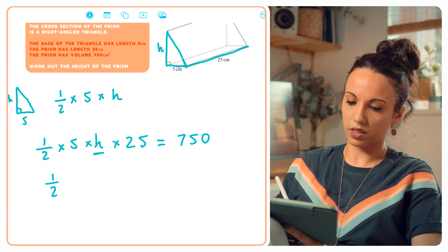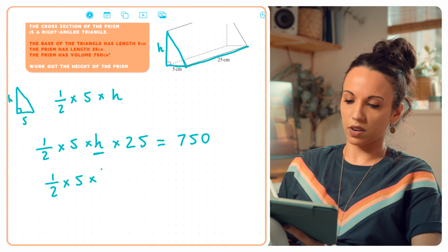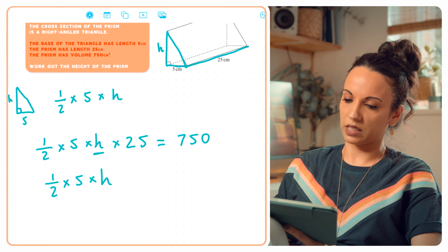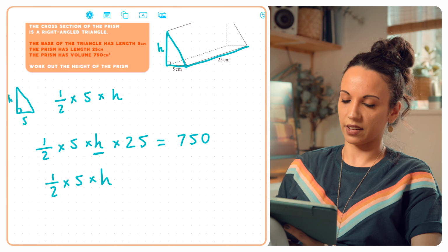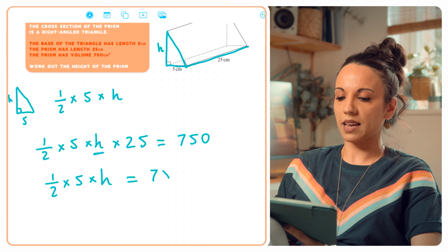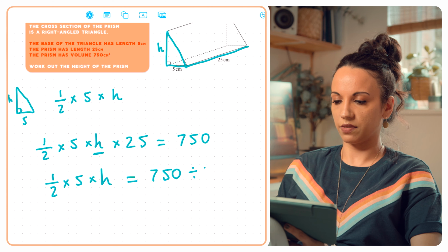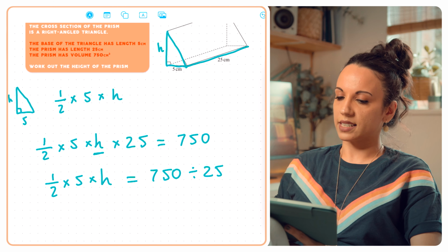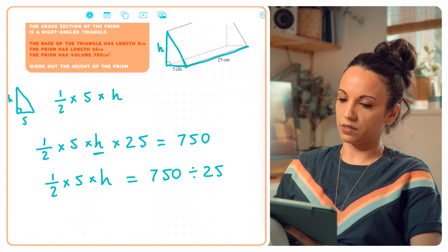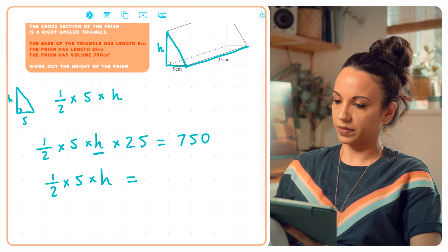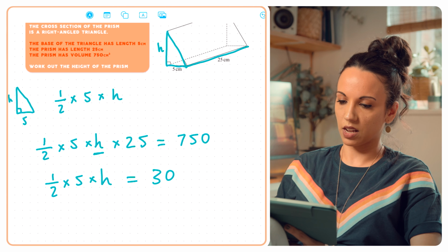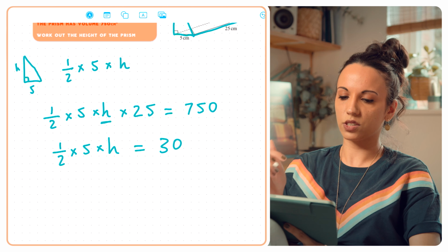So now we're left with half times 5 times h, because if we divide by 25 on the left-hand side, it's going to cancel out that times by 25, is the same as 750 divided by 25. And 750 divided by 25 is 30. So now we've got a slightly simpler equation. Okay, let's do that again.